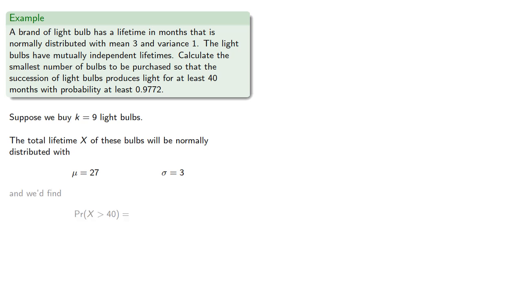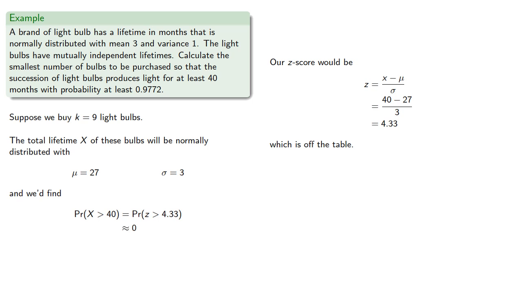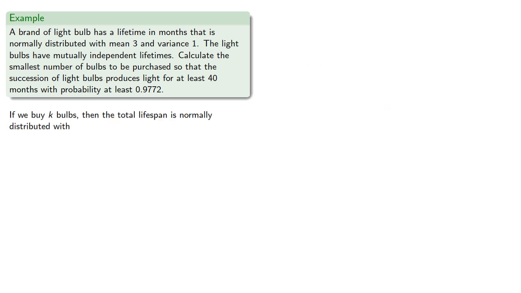Now, for the probability the total life is greater than 40 months, that gives us a z-score of, which is actually off the table, and that means our probability is pretty close to 0. So we'll certainly need more than 9 light bulbs. So if we buy K bulbs, then the total lifespan is normally distributed with mean 3K and standard deviation square root of K. And we want the probability to be 0.9772 or more.